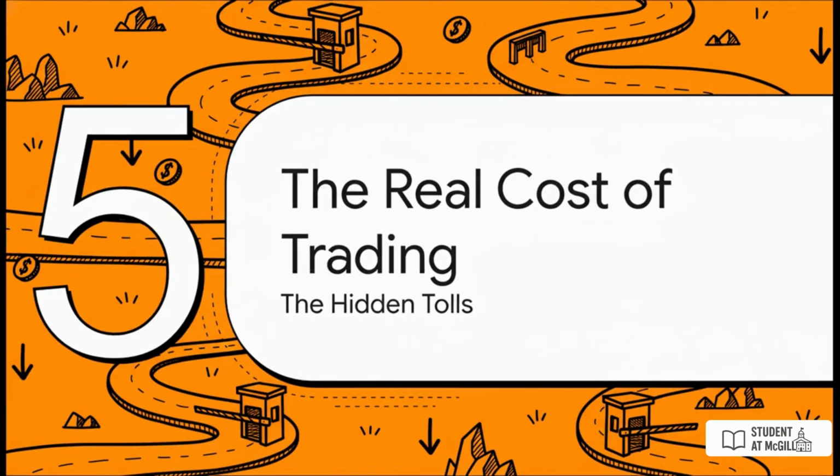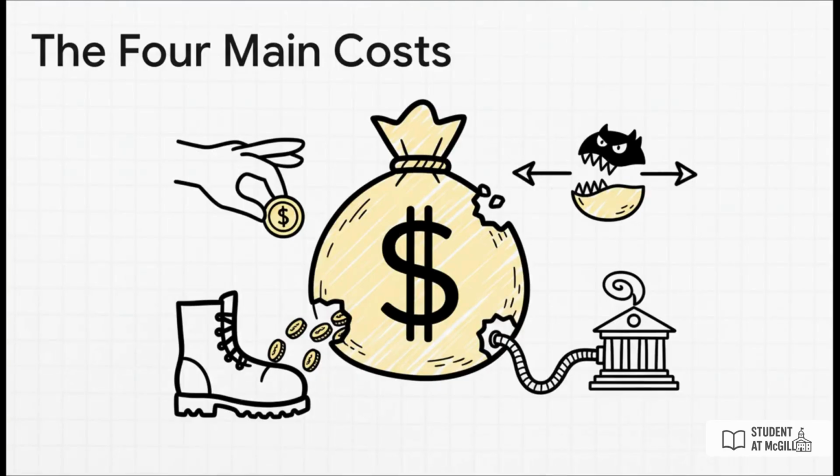We've covered the moves, the players, the advanced strategies. But there's one last, crucial piece of this whole puzzle. Making money isn't just about buying low and selling high. It's about what you have left after you've paid all the little hidden tolls along the way. Think of these as the 4 big hurdles you have to clear. First, you've got commissions, the fee you pay your broker. Second, the bid-ask spread that we just talked about.